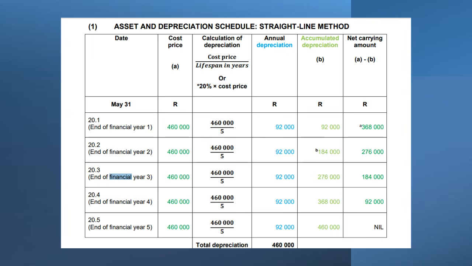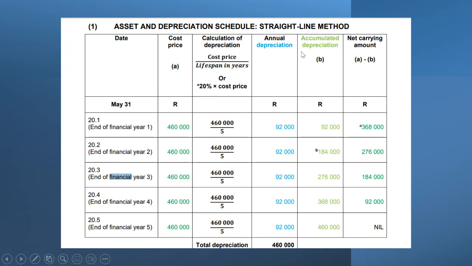Let's move then to year two. Year two starts on the 1st of June 20.1, and then it ends on 31st May 20.2. Because we are using what here? A straight line method. How do you calculate depreciation under a straight line method? You will say 460,000 multiplied by 20%, or instead of 20%, you could have just said 460,000 divided by 5, and then you multiply by 12 months divided by 12, because it was with us for the full year. You will see that the annual depreciation will remain the same as 92,000 rand.